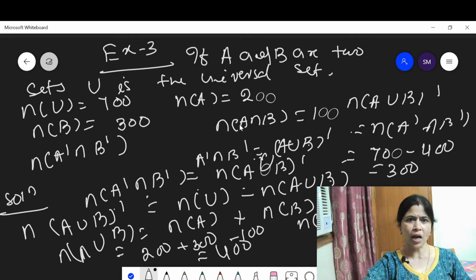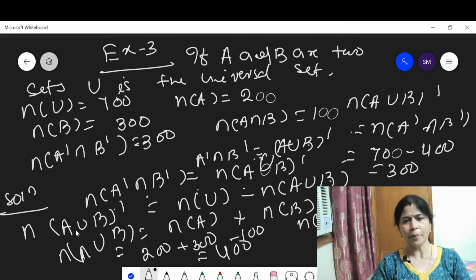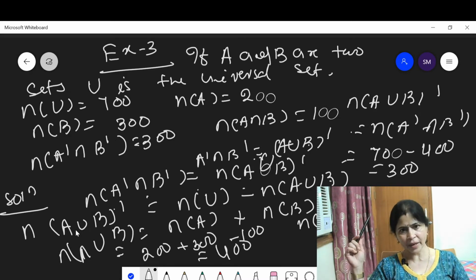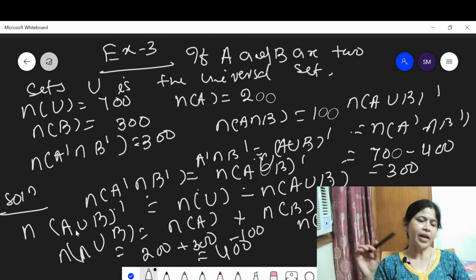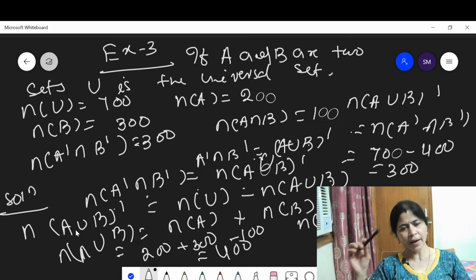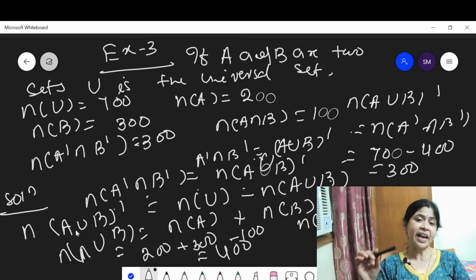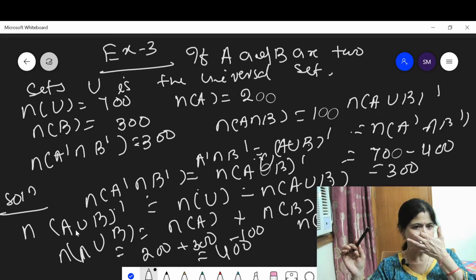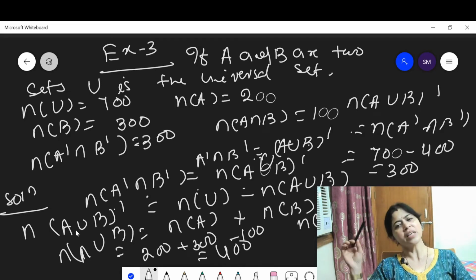Here the question is asked, we have to find out n of A dash intersection B dash, which is equal to 300. Look at here, I repeat it. Here we have to find out n of A dash intersection B dash. As we know that A dash intersection B dash is equal to (A union B) dash. Then the number of elements present in A dash intersection B dash is equal to n of (A union B) dash. Then (A union B) dash is equal to U minus A union B.